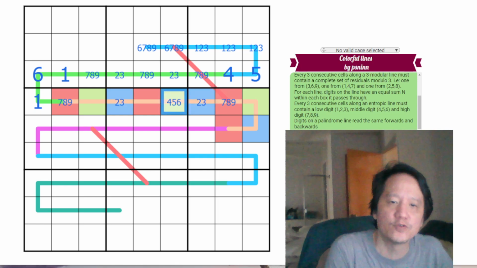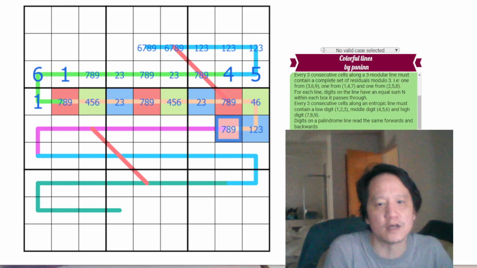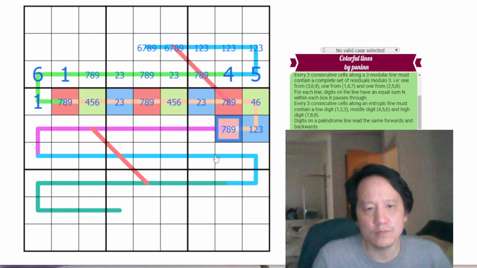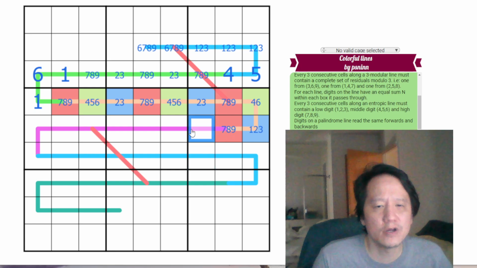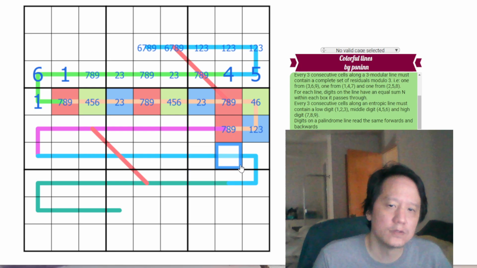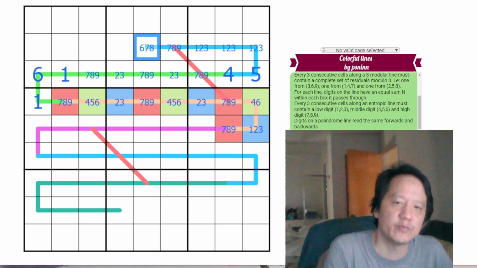This is 2, 3, 4, 5, 6, 7, 8, 9. This is 4, 5, 6. This is 1, 2, or 3. So this is 7, 8, 9. 6 cannot be here. Interesting. Well, no, that could be 1. Okay. So this is high also. This can't be 6, so this can't be 9.